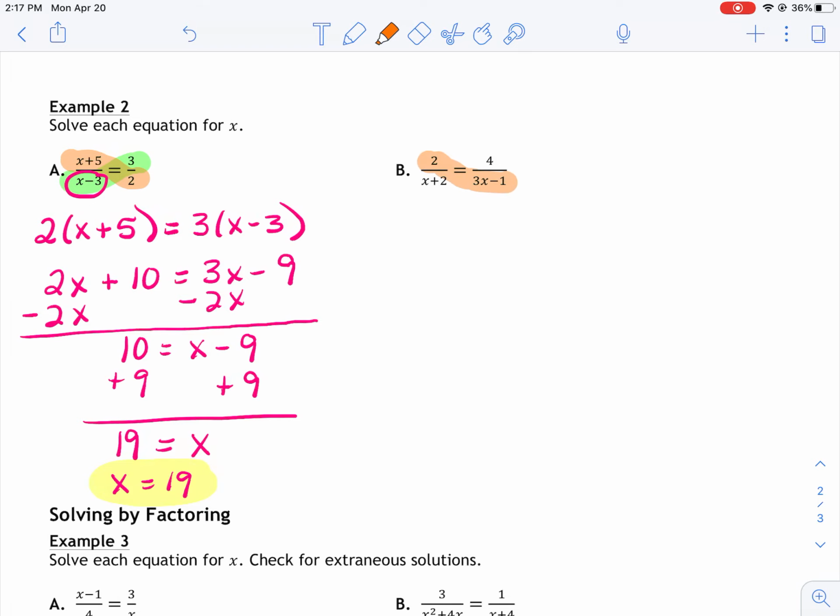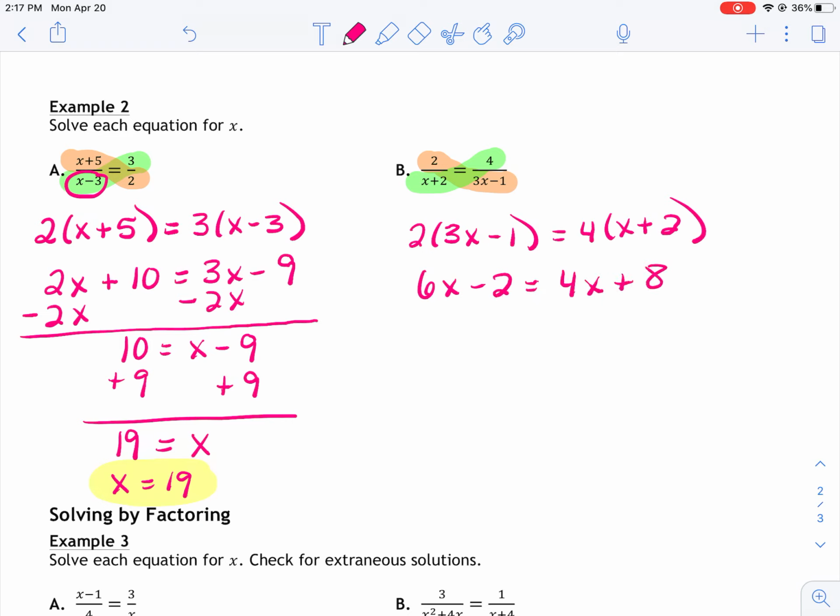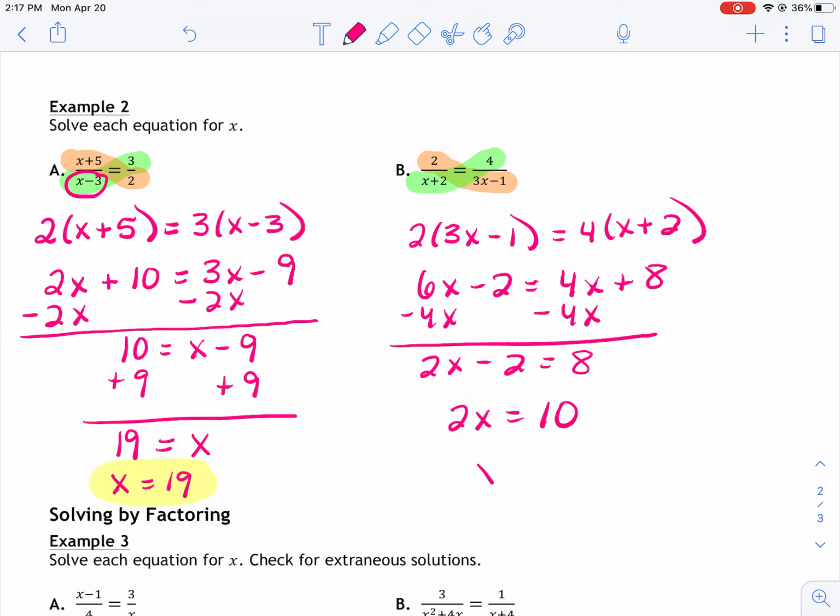All right, and then if you want to stick with me or if you're checking your answers here, you're going to multiply 2 times 3x minus 1 to equal 4 times x plus 2. And then when we distribute, we get 6x minus 2 equals 4x plus 8. And then I'm going to subtract 4x from both sides to get 2x minus 2 equals 8. And then I'm going to add 2 to get 2x equals 10. Divide by 2, x is 5.